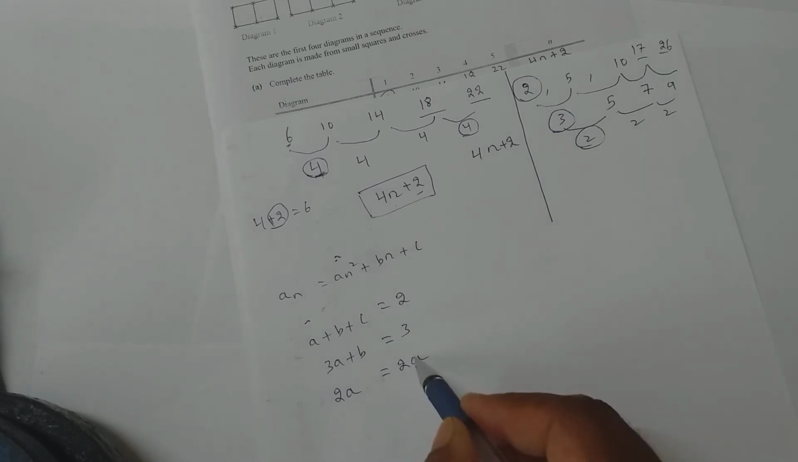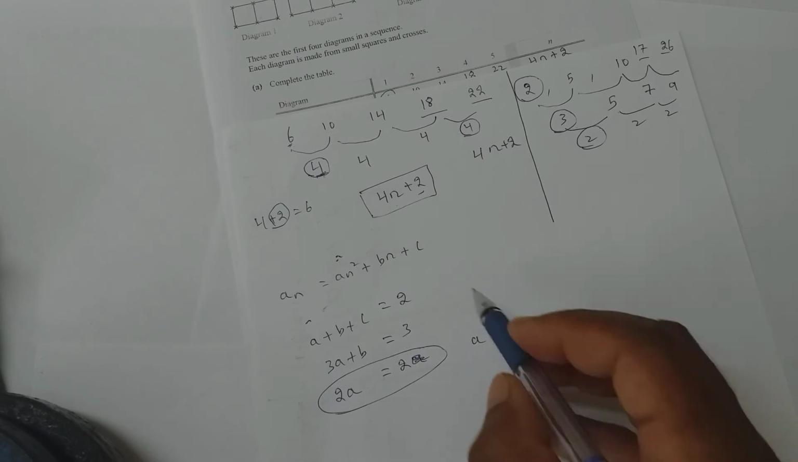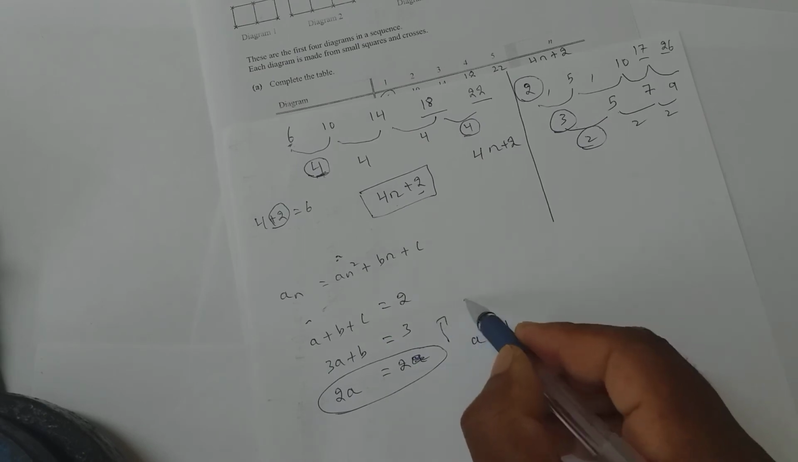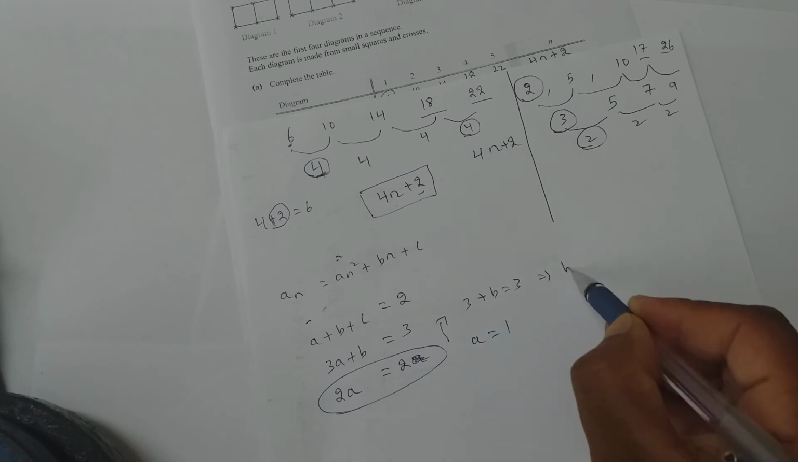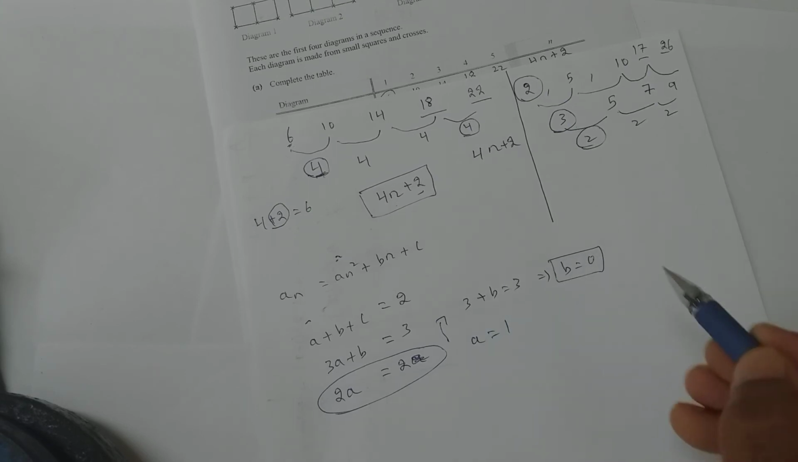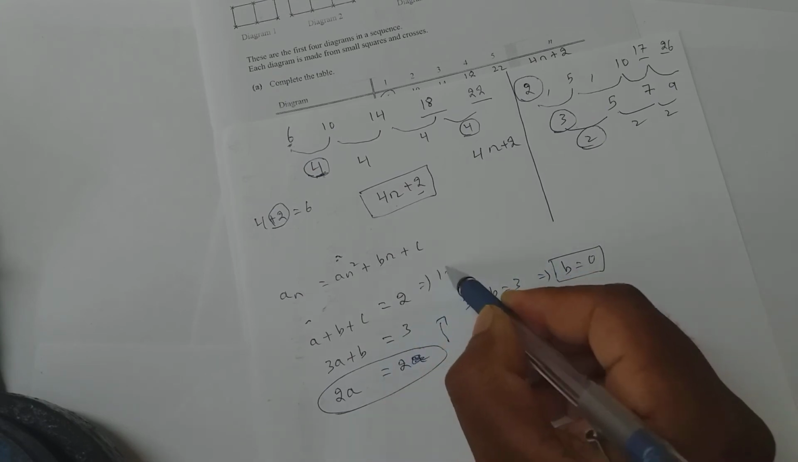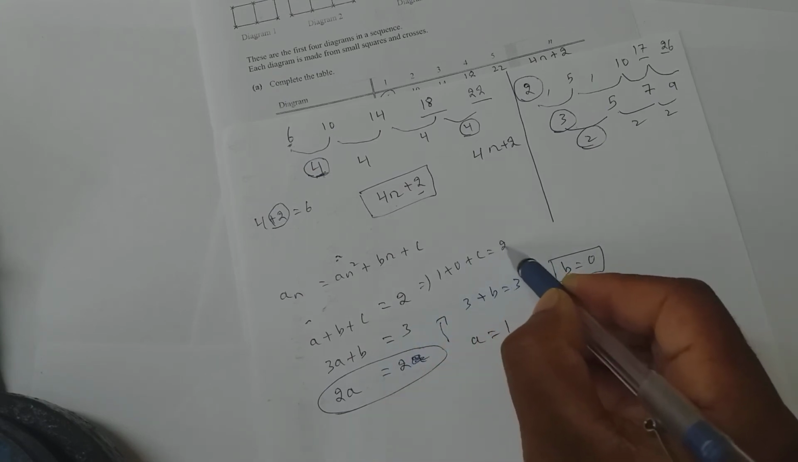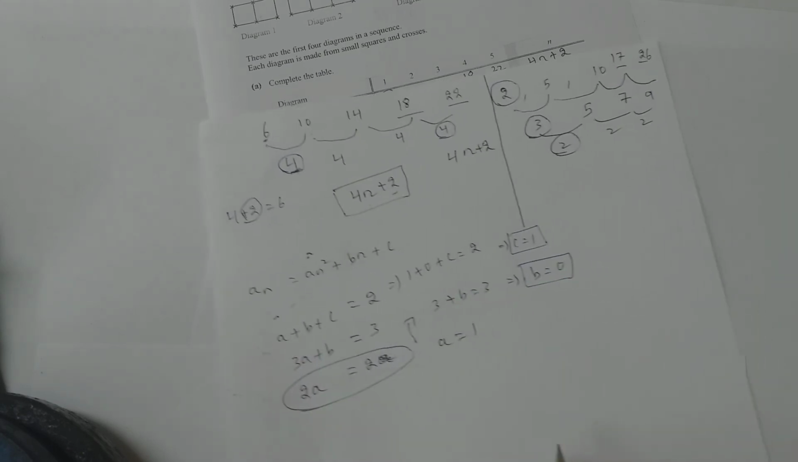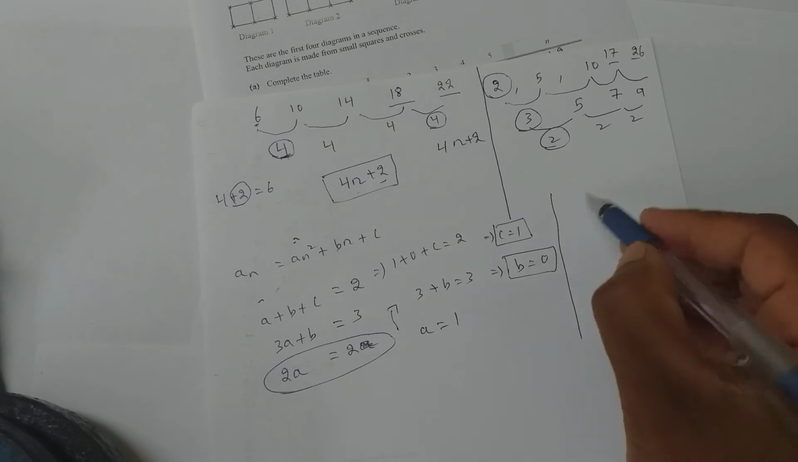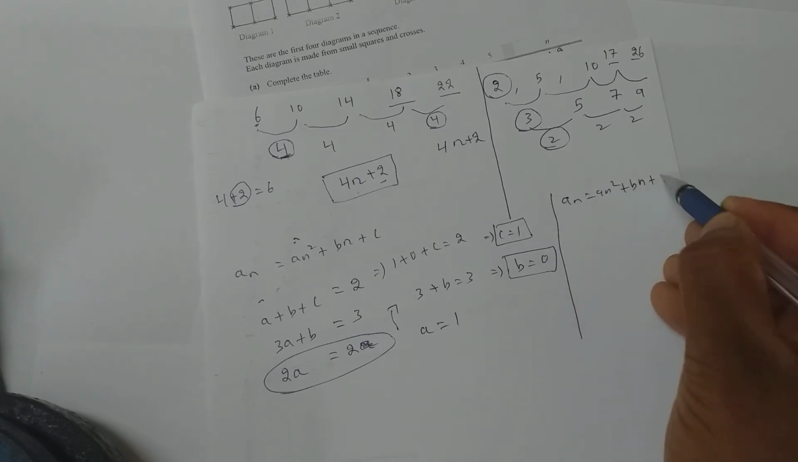So 2a equal to 2 means a equal to 1. Place a equal to 1 in this. So 3 into 1 is 3 plus b equal to 3, that implies b equal to 0. Place a and b in this. So it is 1 plus 0 plus c equal to 2, that implies c equal to 1.